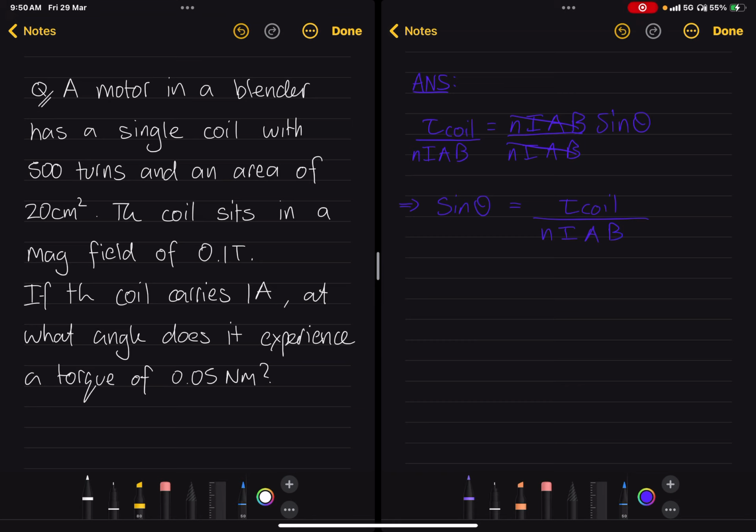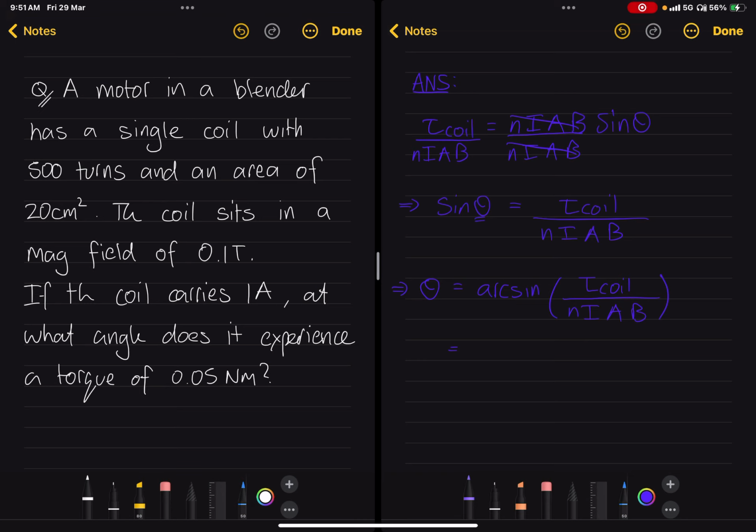This is really just an exercise in mathematics to see how comfortable you are in doing this. To get the theta on its own, we need to apply the arc sine. So we get theta is equal to arc sine of torque of the coil divided by N times current times A times B. For anyone who's not familiar with the arc sine notation, on your calculator this is the sine minus 1. Sometimes this is called inverse sine. We really shouldn't call it inverse sine. Inverse sine should really be 1 over sine. But arc sine is one of the names given to it, and it's the name I'm going to be using.